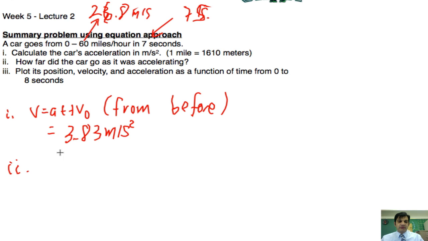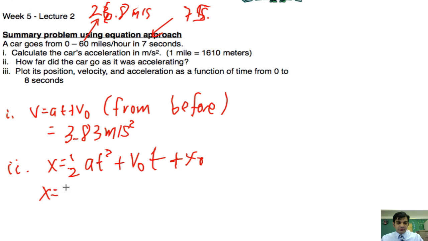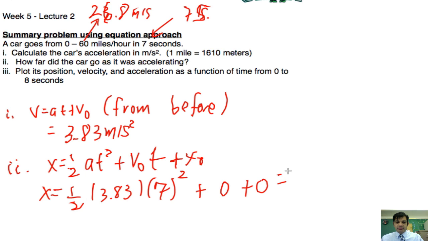Now for part two, using the same diagram, we're going to plug any numbers into the equation. So x equals 1/2 at squared plus v naught t plus x naught. Okay, so one equation we could use. So we get x equals 1/2 times 3.83 times t squared, which is 7 squared, plus 0 plus 0. And when we do that, we actually end up getting about 93.8 meters.